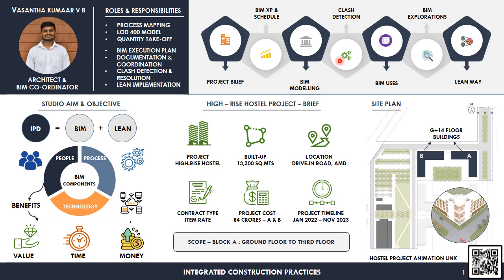Here, a brief on our chosen project is shown. It is a high-rise hostel project with a budget of 84 crores. It's an item rate contract. The project was started in January 2022 and is expected to be completed in November 2023. Our scope on this project is 4 floors, that is, ground floor to third floor of A block. And the site plan is shown on the right side.